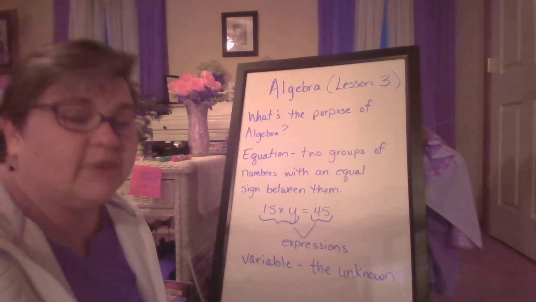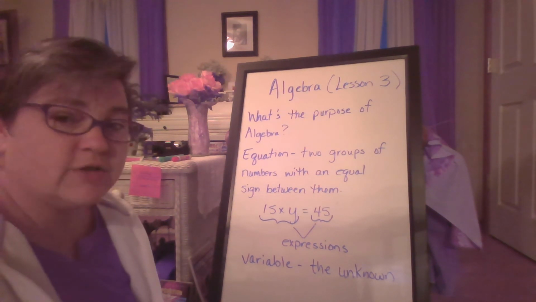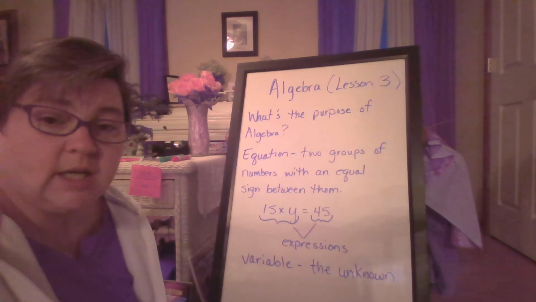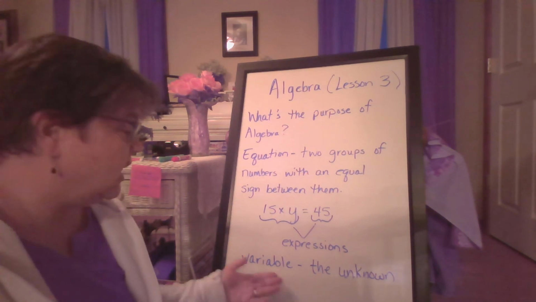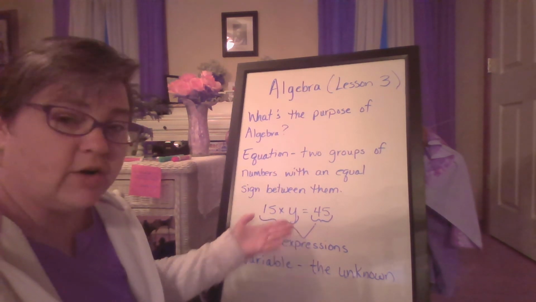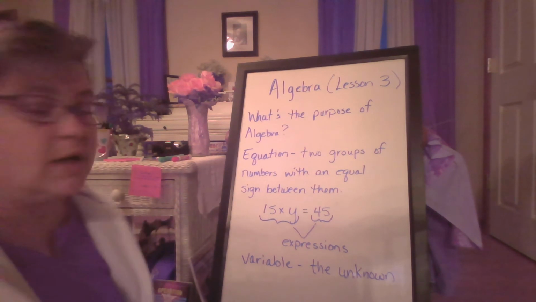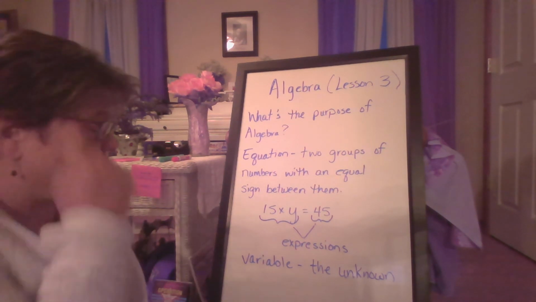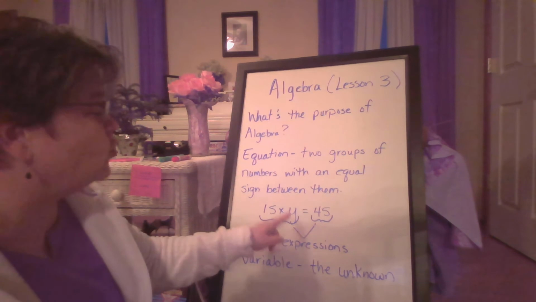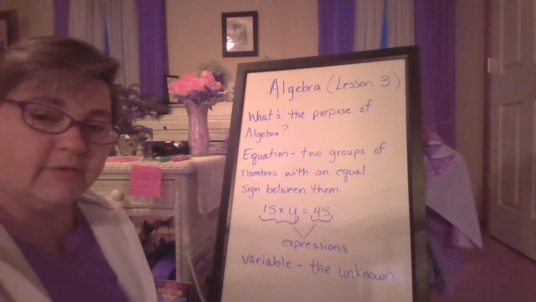The most common variables used in algebra are the letters x, y, or z. And we're beginning with just one variable. The variable is the unknown. It's what we don't know. In this equation, you'd have to say 15 times what would equal 45.